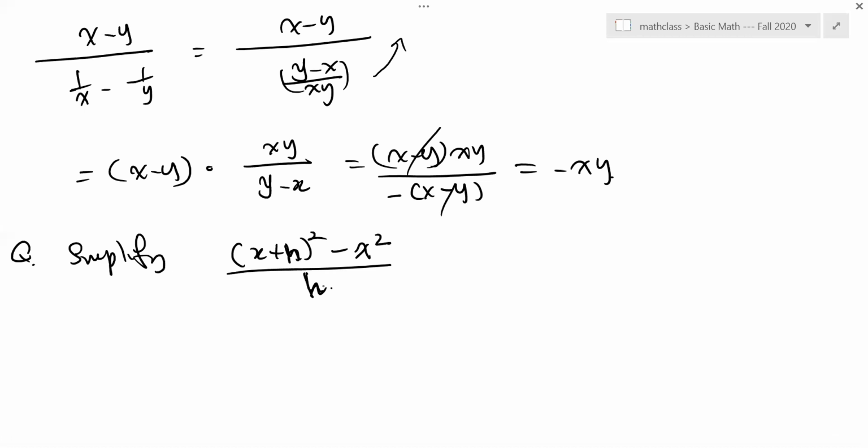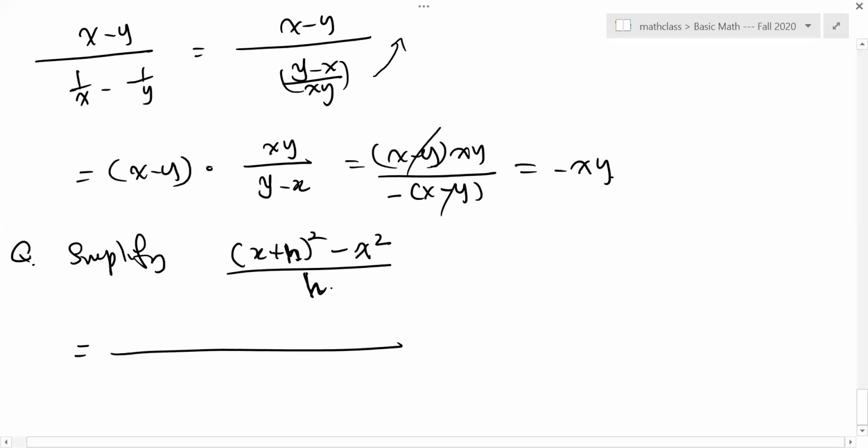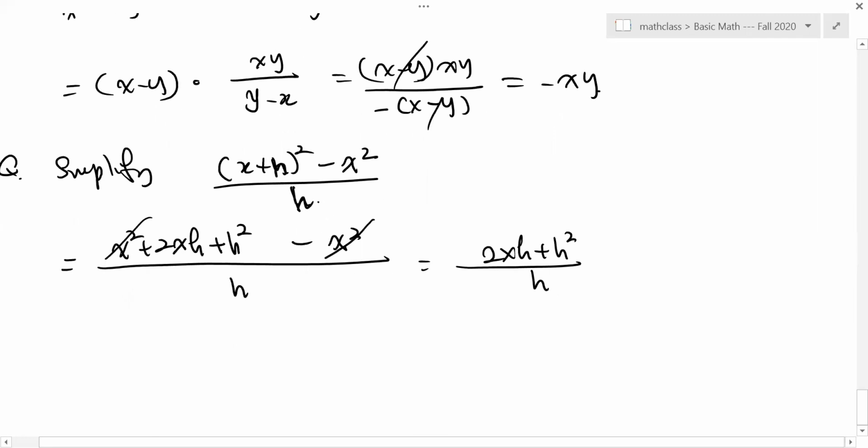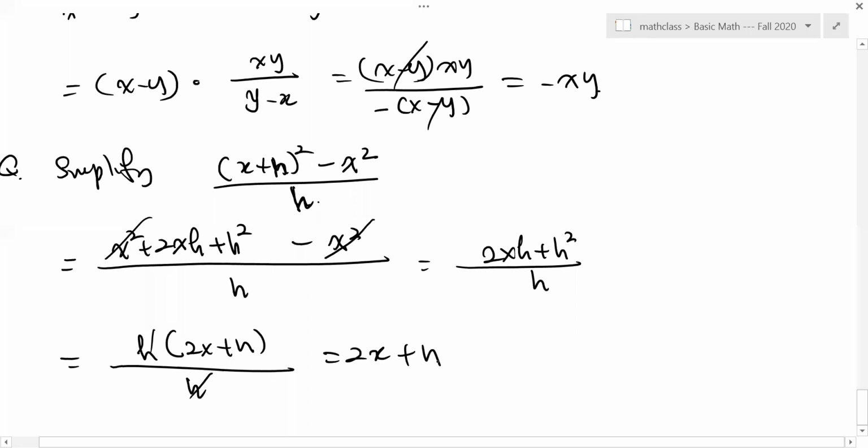Okay, let me show you. The numerator, x plus h squared, will be x squared plus 2xh plus h squared, and then minus x squared, right? So x squared is gone. Now you get 2xh plus h squared over h. Can we simplify a little bit? In the last class we did factor polynomials. So from the numerator you can take h out. So h over h cancels out, you get 2x plus h. So 2x is still there, Eric. You cannot delete the 2x.